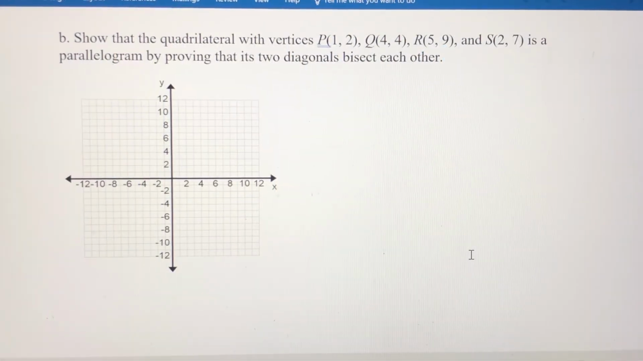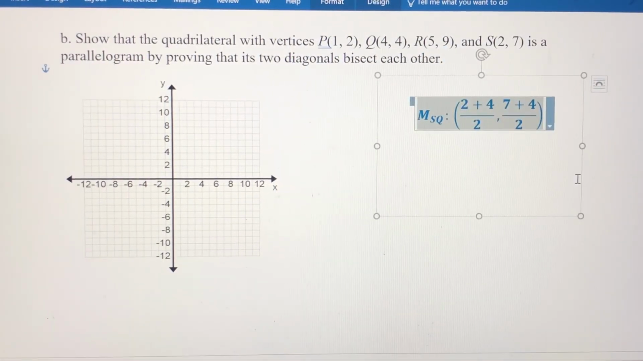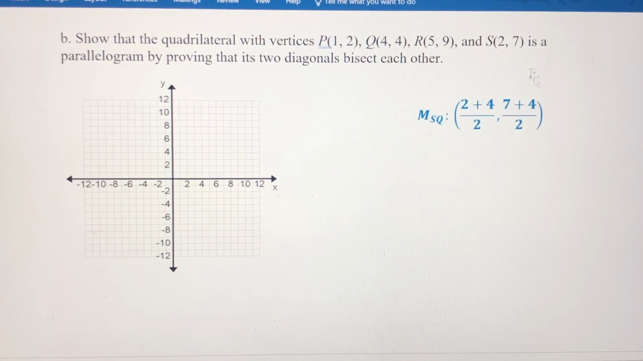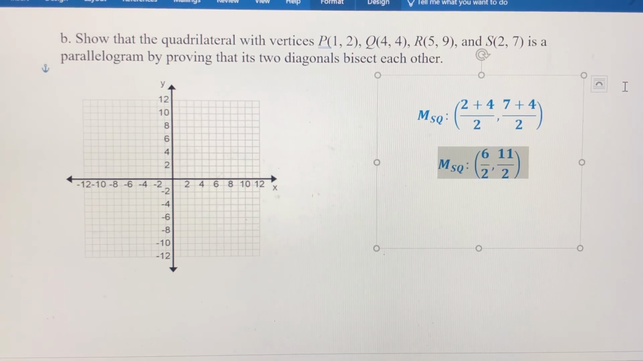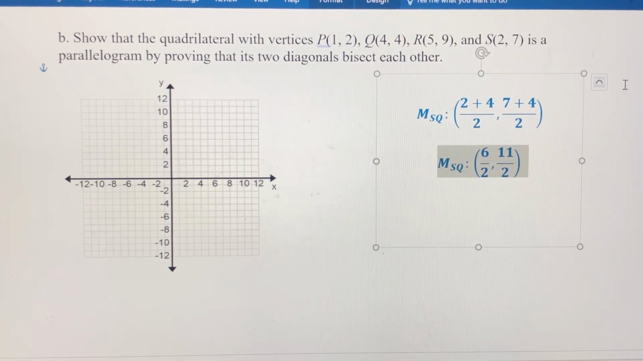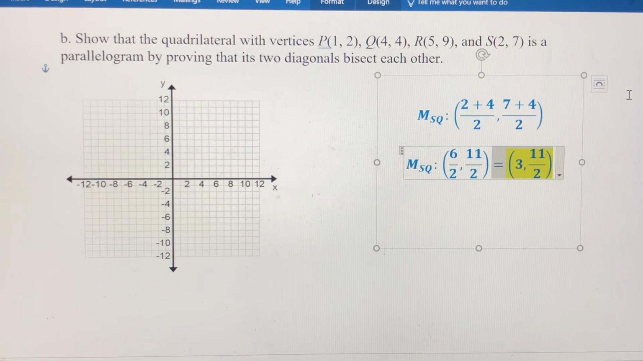We're going to start with the midpoint of SQ. I've gone ahead and plugged in. For S to Q, we add the x-coordinates 2 and 4, divided by 2. Then we add the y-coordinates 7 and 4, divided by 2. That gives me 6 over 2 and 11 over 2. We can simplify the x-coordinate to 3, and the y-coordinate would be 11 over 2, or 5.5.